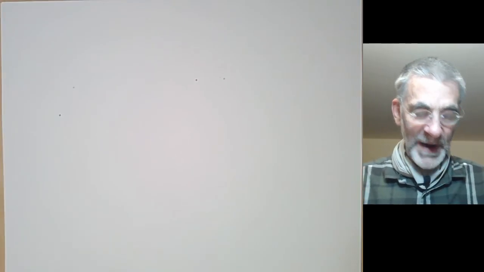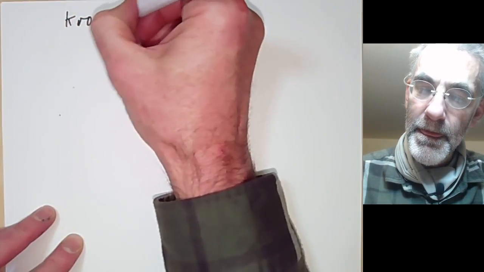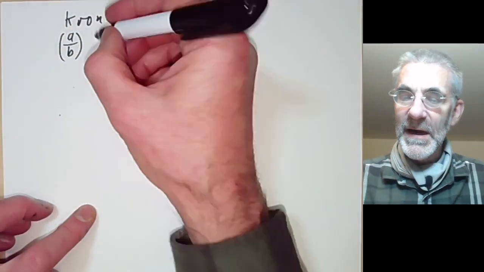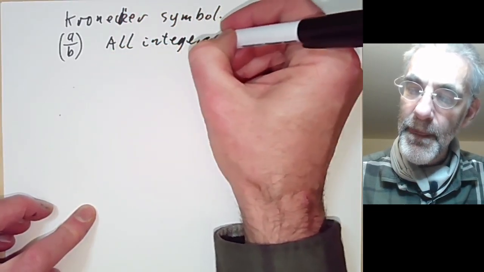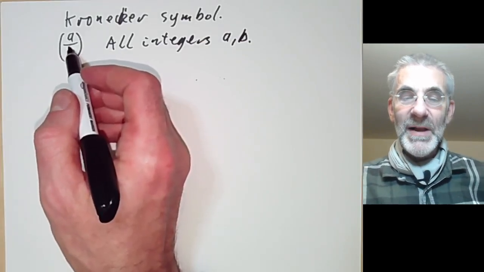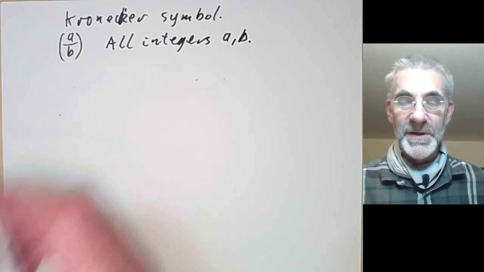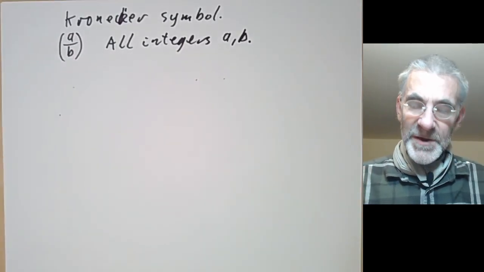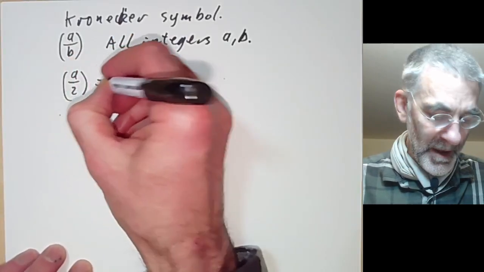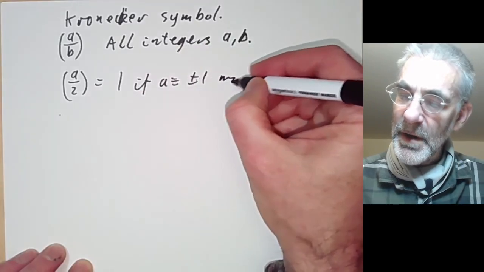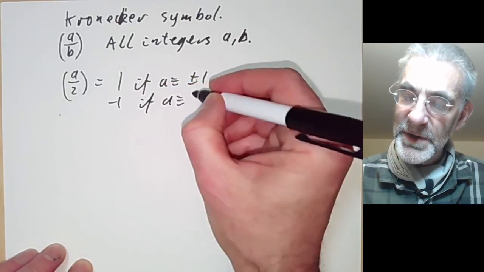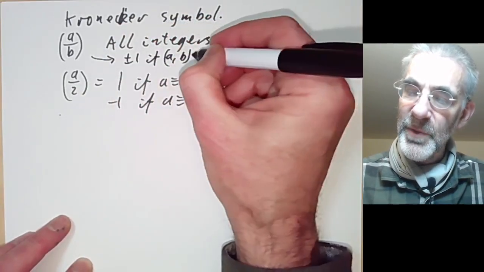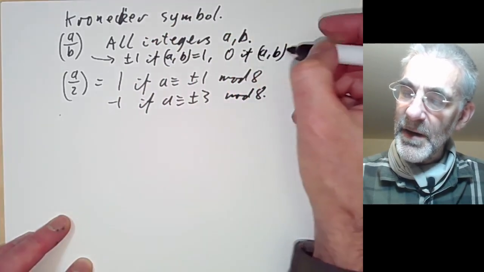Okay, I'll just finish by saying a little bit about the Kronecker symbol. So the Kronecker symbol is also written (a/b), and this is now defined for all integers a and b. So you remember the Jacobi symbol had this slightly annoying feature that b had to be odd and positive. And the Kronecker symbol eliminates this by defining it for all b, but I should warn you, the definition is a little bit funny. So we define (a/2) to be 1 if a is congruent to plus or minus 1 mod 8, and minus 1 if a is congruent to plus or minus 3 mod 8. I should have said that this is going to be plus or minus 1 if a and b are coprime, and naught if a and b are not coprime.